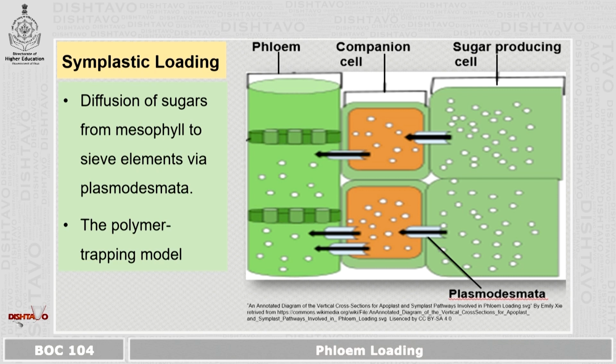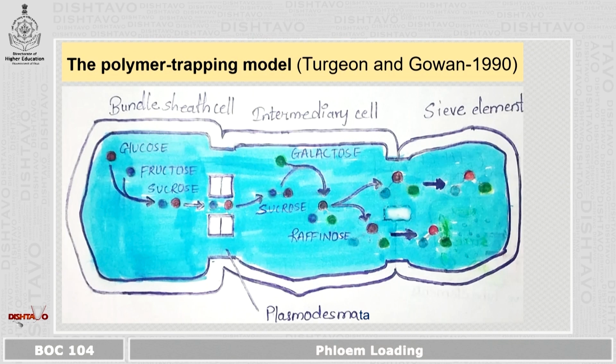This particular pathway is explained through the polymer trapping model. The last pathway required the sucrose H plus transporter mechanism, whereas this pathway is explained through the polymer trapping model. We will see that model in the next slide. This is the polymer trapping model. It was given in 1990 by the authors Turgeon and Gowan to prove that there is one more pathway which exists in the plant system, that is the symplastic pathway.